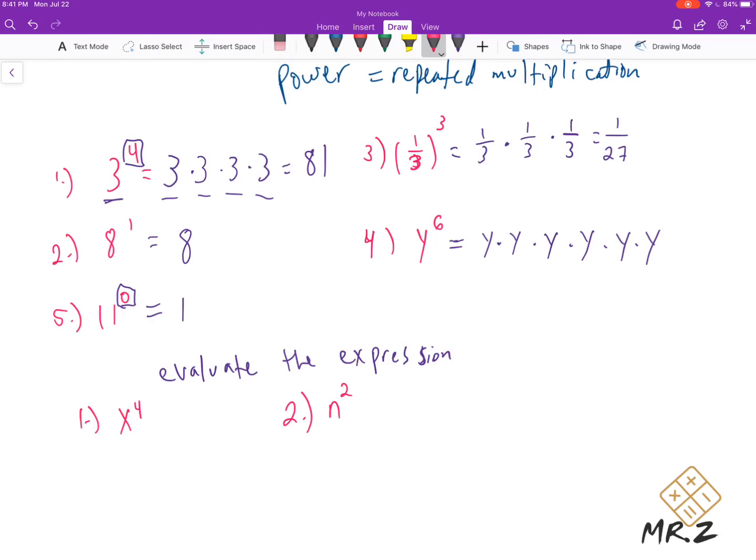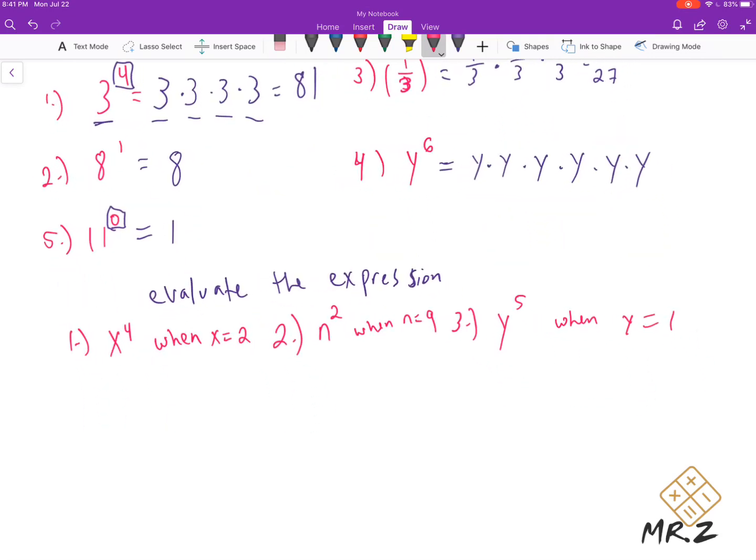Let's do n to the power of 2. Let's do, for 3, you know what? I like y. Y to the power of 5. So x to the power of 4, don't worry, I'll tell you what x is. When x is 2. When n is 9. When y equals 1. Is Mr. Z trying to trick us? I think not.